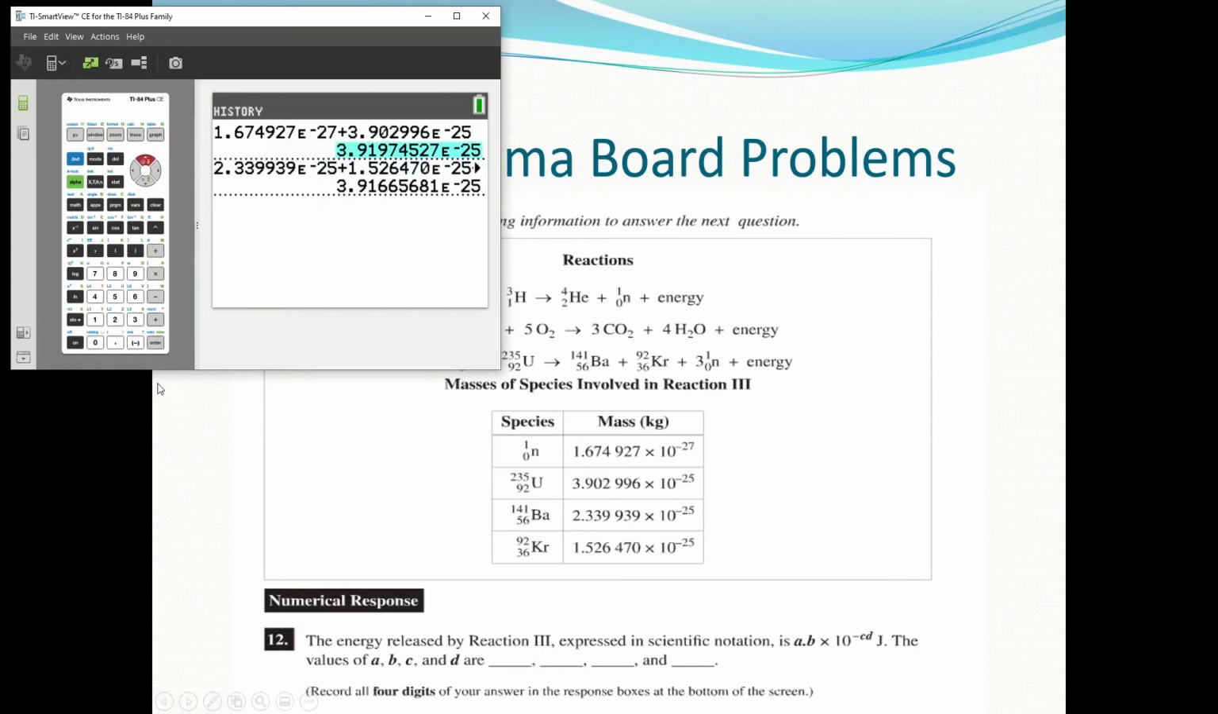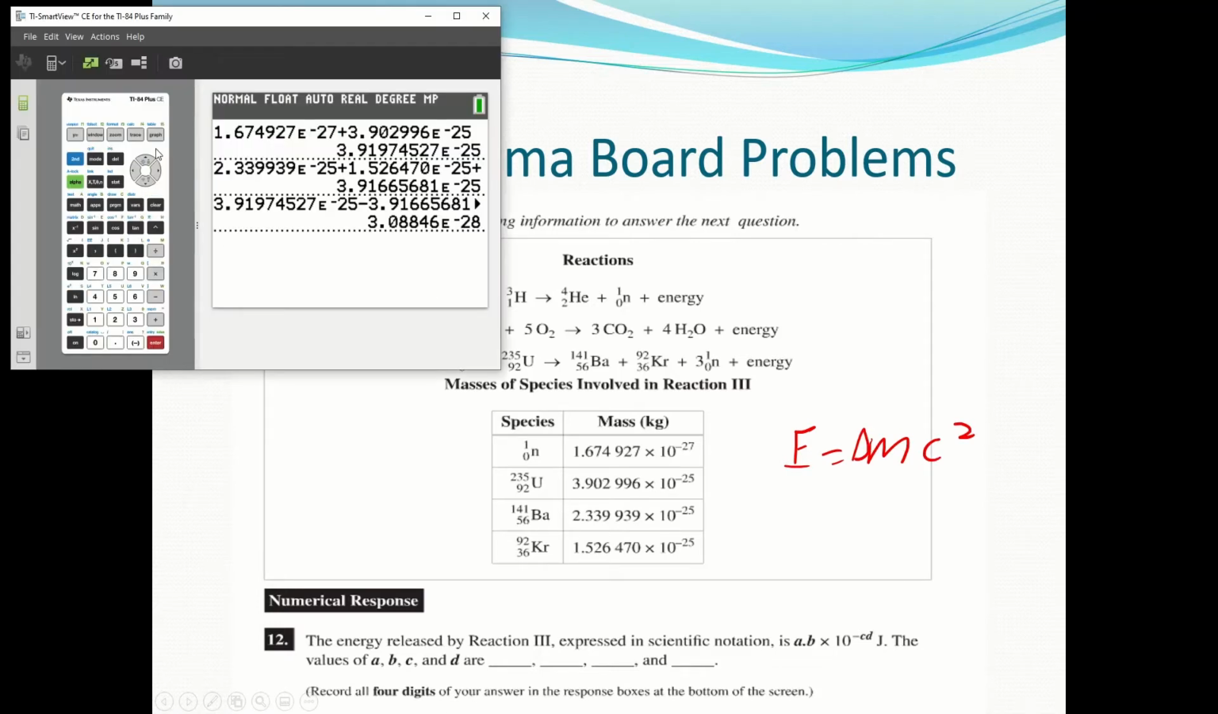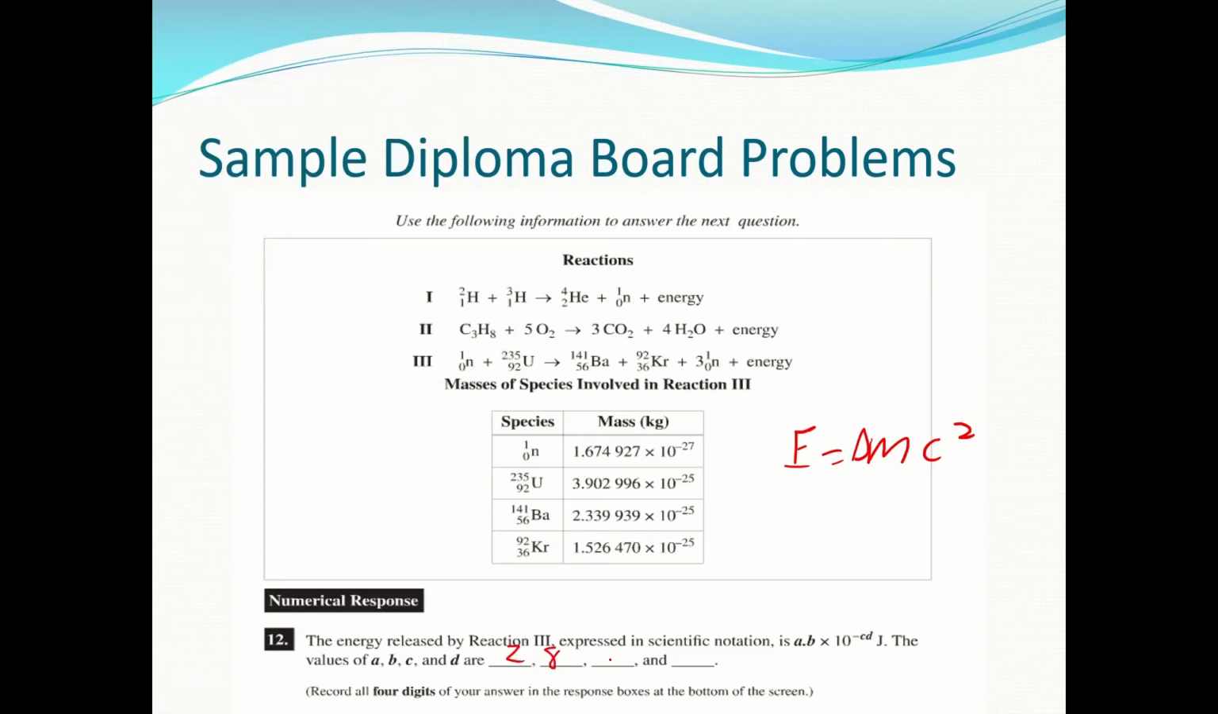So then I just take my heavier one, my reactants, and subtract my products from it. And I end up getting this. This is my change in mass. And then once you find your change in mass, it's just E equals mc squared to convert it over to energy, and that's what it's looking for. So I'll take this, and I'll multiply it by the speed of light squared. And I get 2.8 times 10 to the negative 11. So 2811.